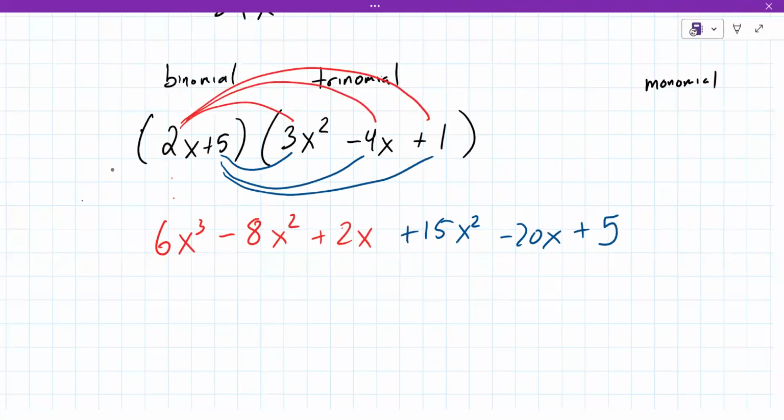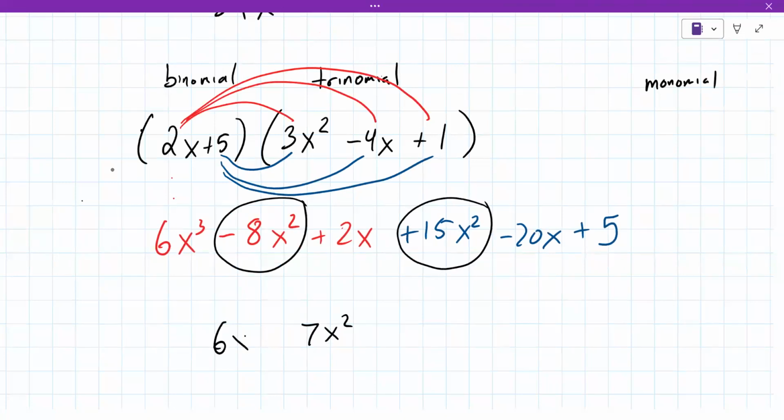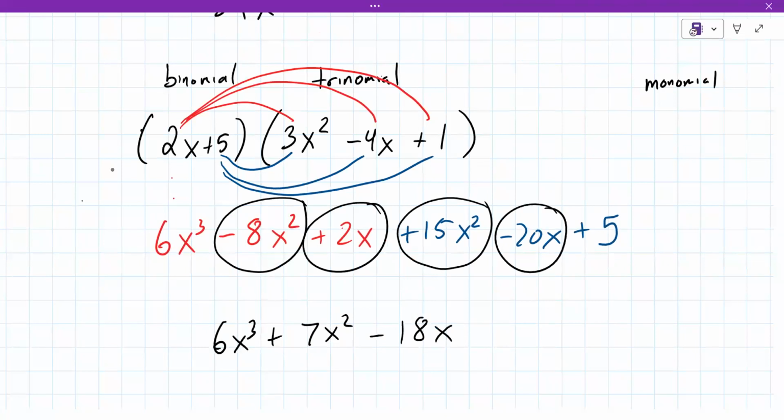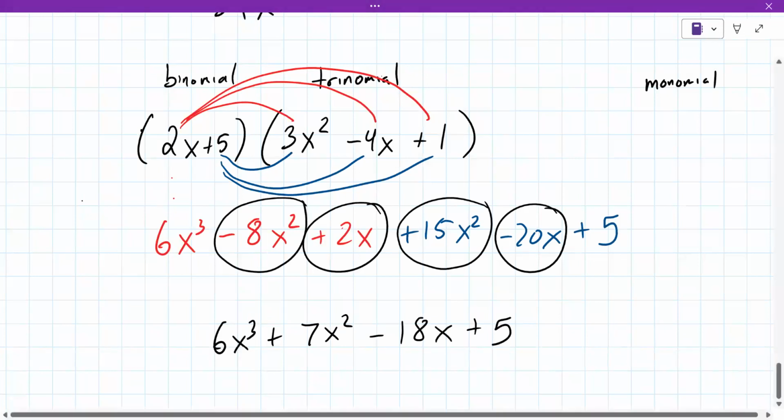And then you have to combine like terms. So for example, minus 8x squared plus 15x squared becomes 7x squared. Minus 2x minus 20x becomes minus 18x plus 5. Any questions on that before I give you one to try?